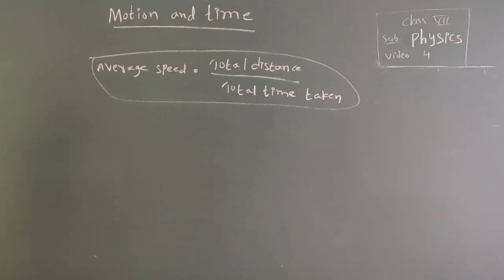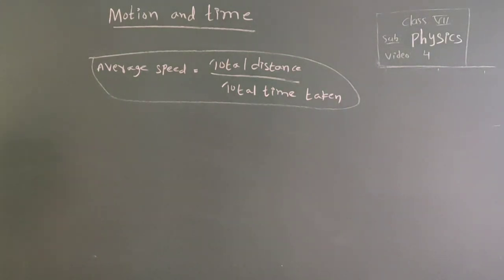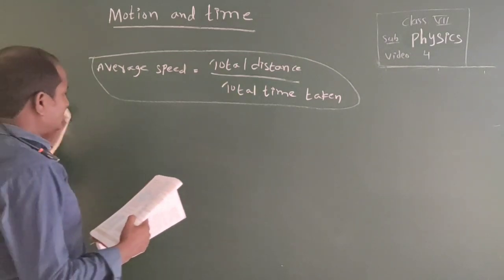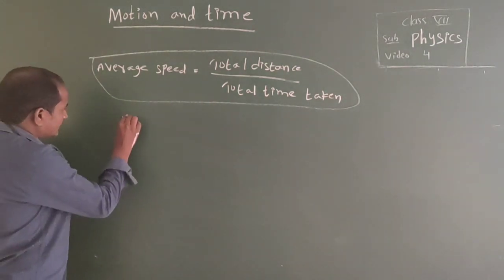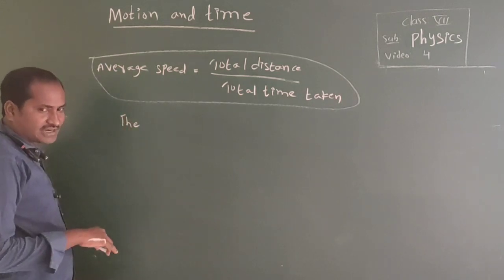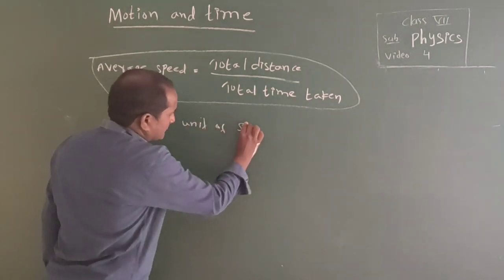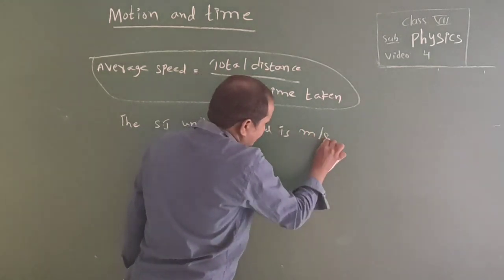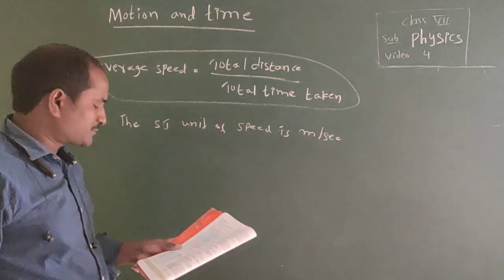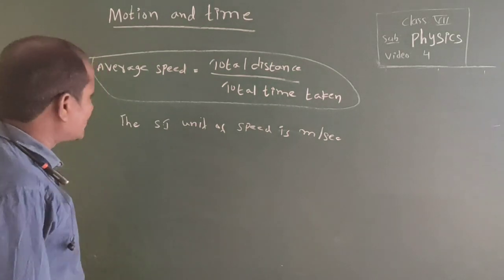Next, page number 40. Units of speed. Speed is measured in different units depending on the need. The SI unit of speed, SI meaning your basic unit of speed, is meter per second. Another unit commonly used for speed is kilometer per hour.